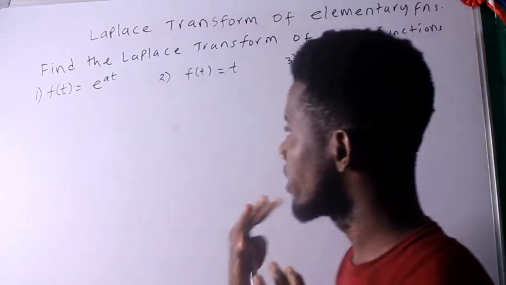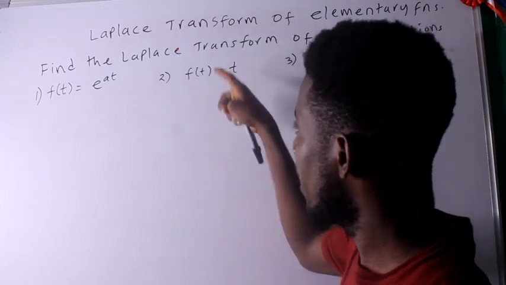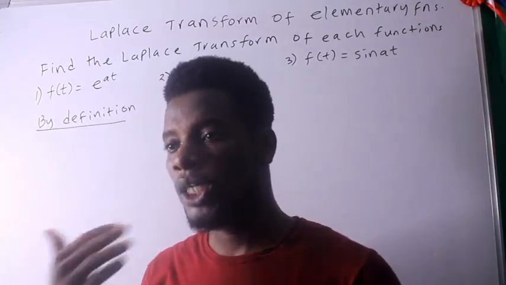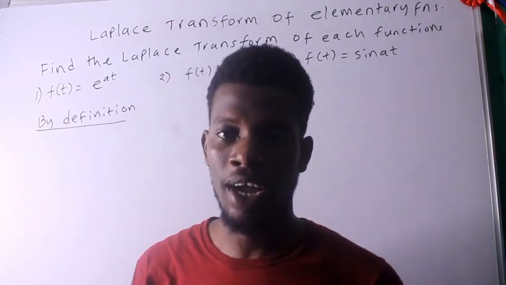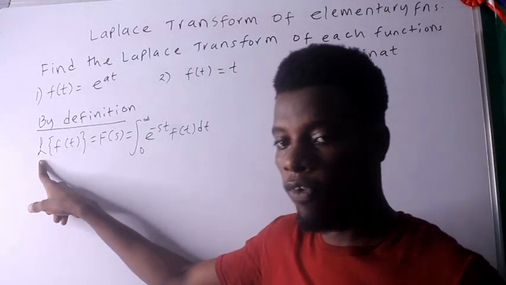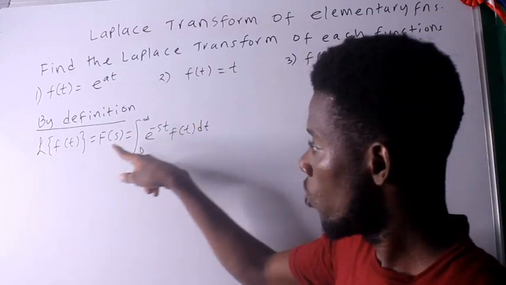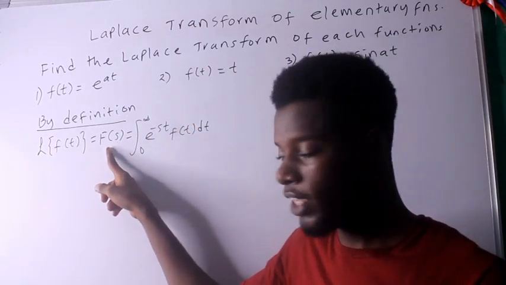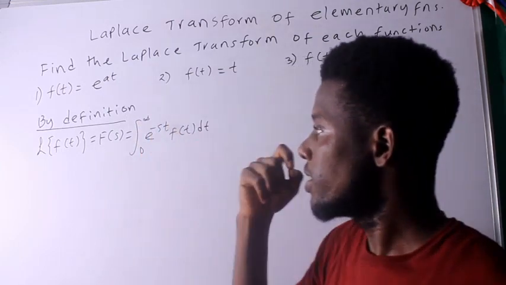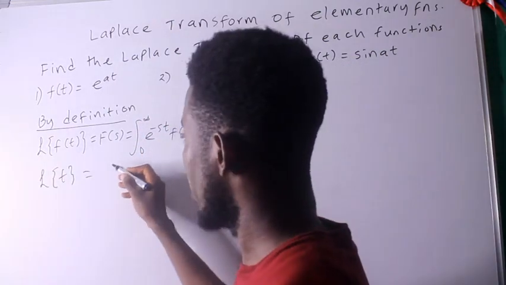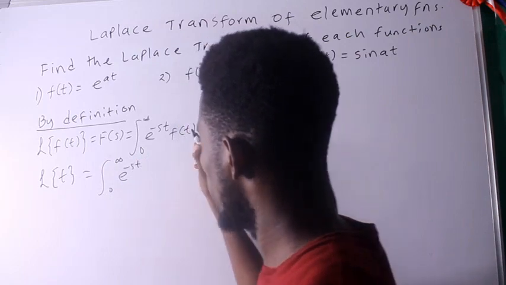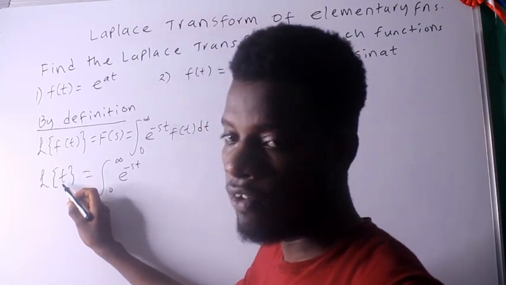Today we are going to be doing example number 2 that says we should find the Laplace transform of f of t equals t. Now by definition, the Laplace transform of a function is defined by, so this is the definition of the Laplace transform. To find the Laplace transform of any function, you firstly have to know that the result will be a function of s, and that will be the integral from 0 to infinity of e raised to the power of minus st times f of t dt. To find the Laplace transform of t, we keep e to the power of minus st, and then we replace f of t with the value of f of t, which is t.